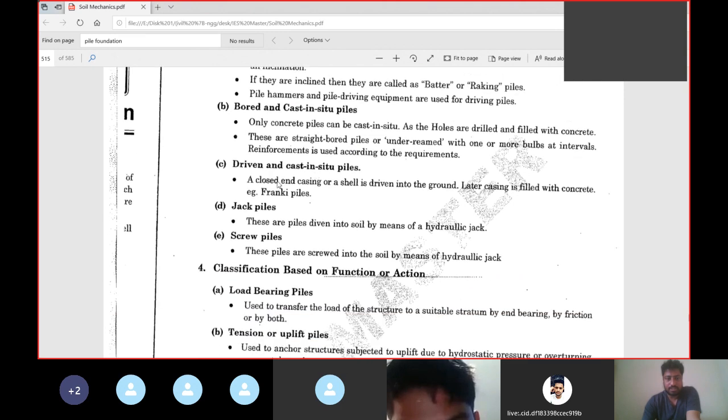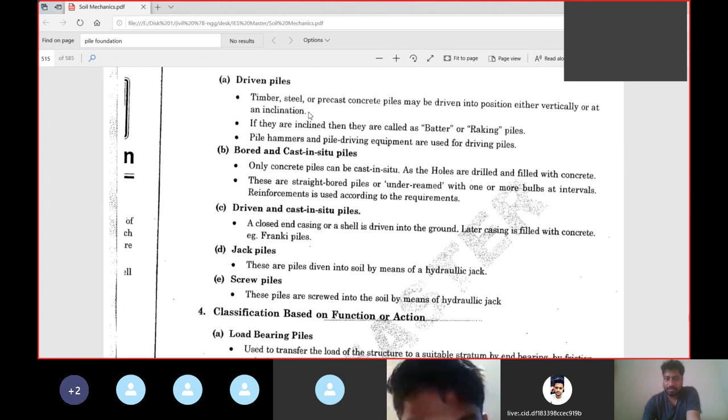Now, bored and cast in situ piles. Only concrete piles can be cast in situ, right? So timber piles cannot be cast in situ. Only concrete piles can be cast in situ, as they are drilled and filled with concrete. When I'm saying bored and cast in situ piles, bored means you are doing boring, right? Inside the soil mass you are excavating the soil, and then you are filling that excavated region with concrete, thereby creating a concrete pile inside the soil mass. That's why they are called cast in situ, meaning at site you are casting the pile.